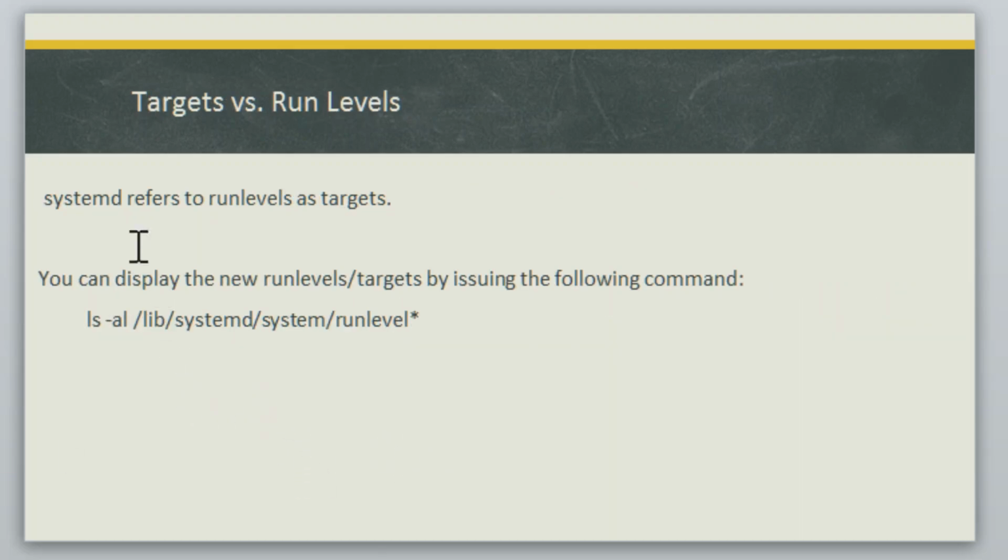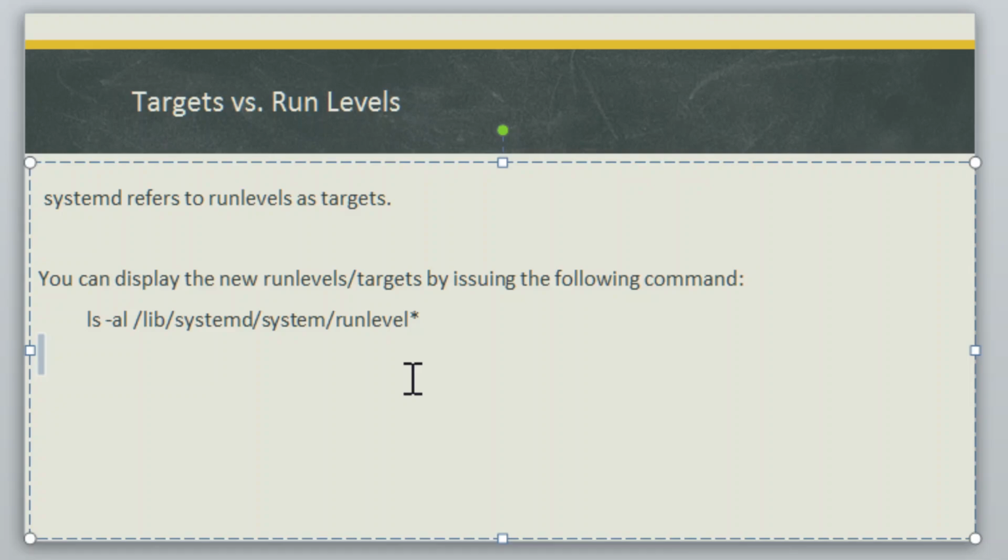The first one being systemd referring to run levels as targets. We can display the new run level targets by issuing the following command. This guy here. It's going to be ls space -al space /lib /systemd/system/runlevel*. And guys, remember the star, it's going to list everything that begins with all this text in front of it.